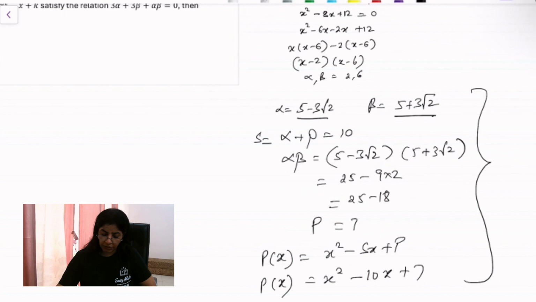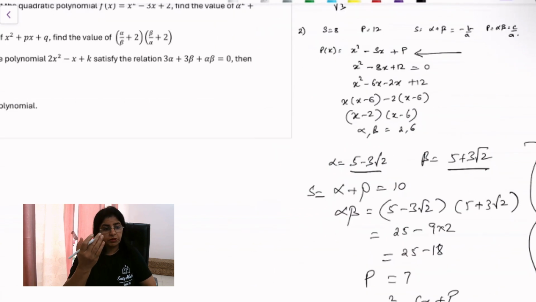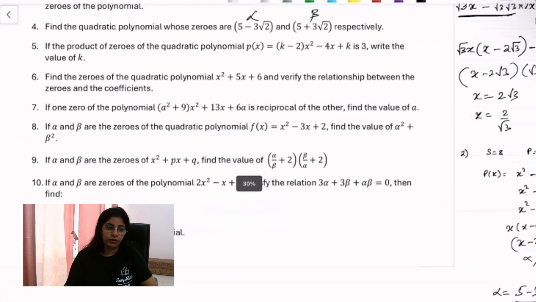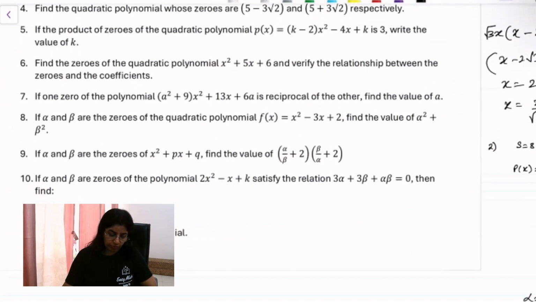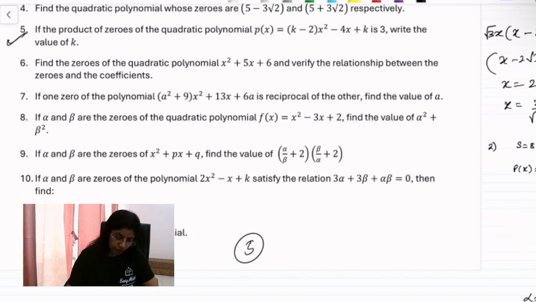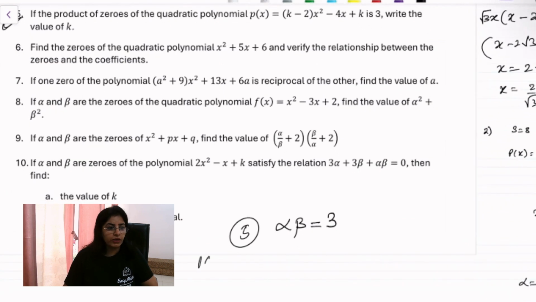So this might be a 3-mark question. If you write these concepts and write the equation and solve it out, you get the full 3 marks. Moving on to the next question. I'm solving the fifth question now. The fifth question says if the product, that means alpha beta, is given as 3, write the value of k.